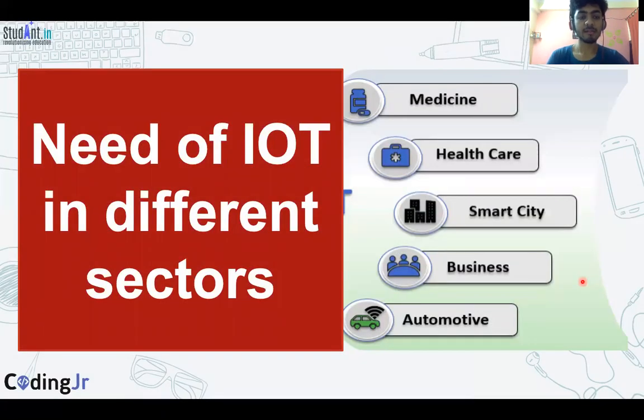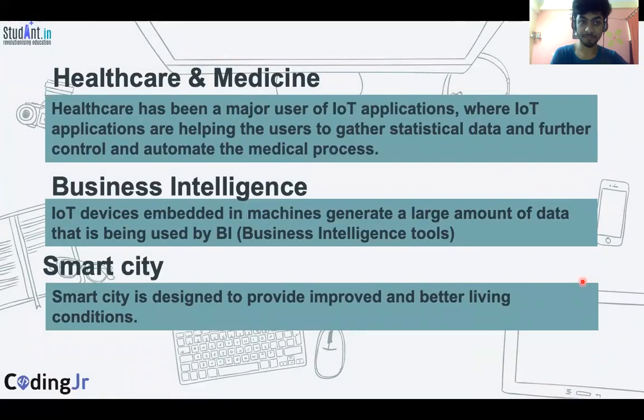Now let us see where this IoT is used in different sectors. IoT is used in different sectors. The first and main one is healthcare and medicine. Most of the IoT devices or IoT applications are used in this field.